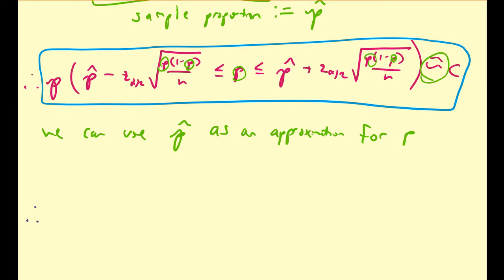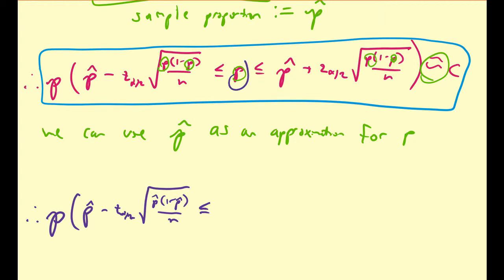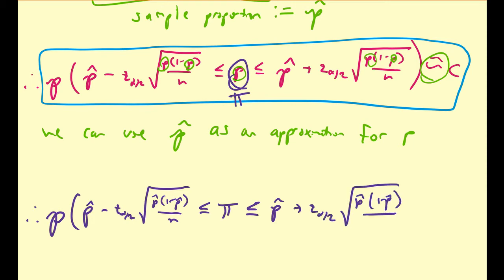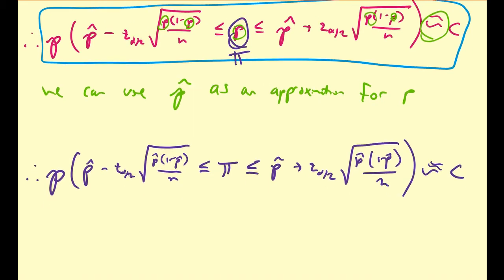So what do we get here? The probability that p hat minus z alpha over 2 times the square root of p hat(1 minus p hat) all over n is less than or equal to, and now I'm going to redefine this middle thing as pi, because usually we use Greek letters to represent the population parameters. And that's less than or equal to p hat plus z alpha over 2 times the square root of p hat(1 minus p hat) over n, and this is approximately equal to c. Maybe really off, maybe really close, we don't know.